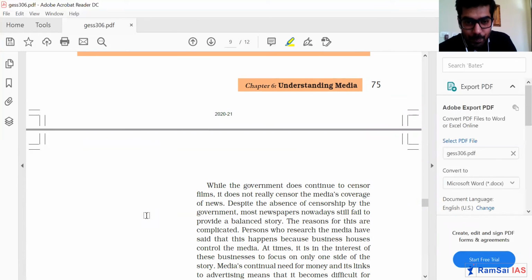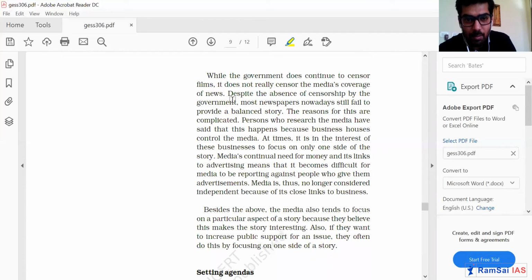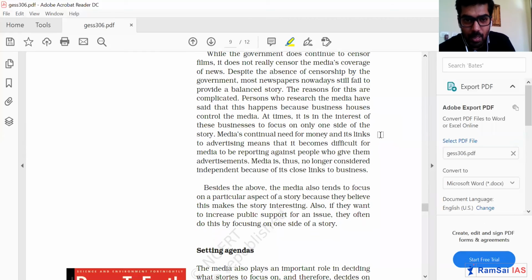Media was sanitized. So the government does continue to censor films. It does not really censor the media's coverage of news. Despite the absence of censorship by the government, most newspapers nowadays still fail to provide a balanced story. The reasons for this are complicated. Persons who research the media have said that this happens because business houses control the media. At times, it is in the interest of these businesses to focus on only one side of the story. As I told you, because of vested interest, it happens. Whatever suits their agenda, they are talking about that, they are praising that, and whatever does not suit their agenda, they are criticizing it, irrespective of the merit of the argument.